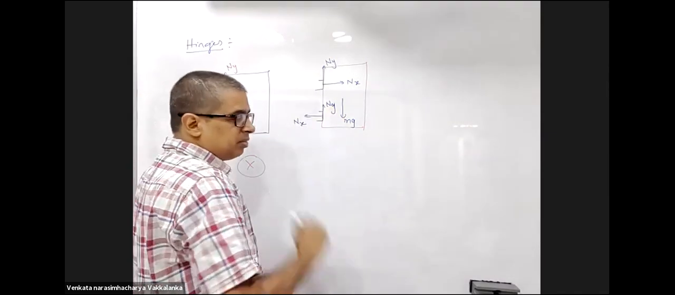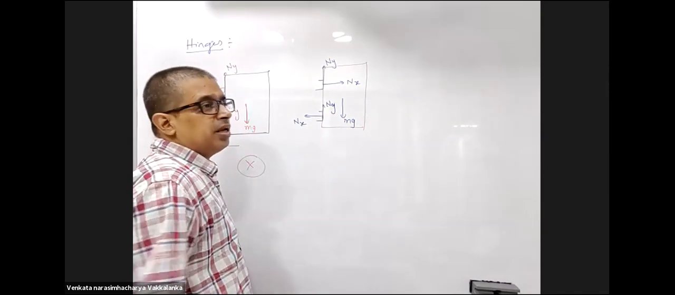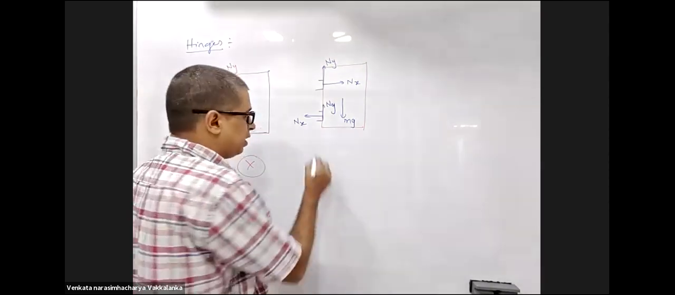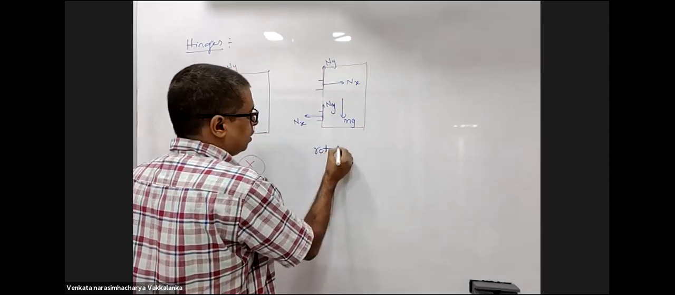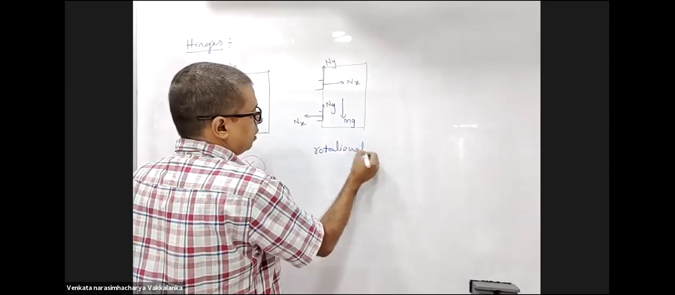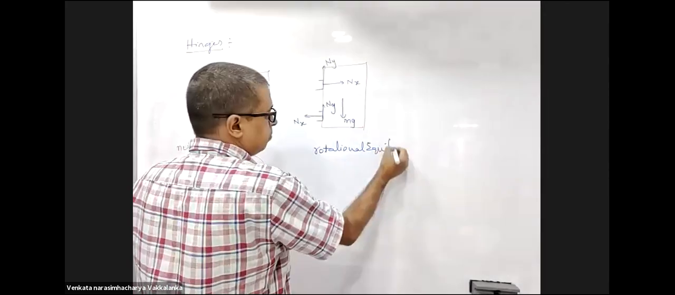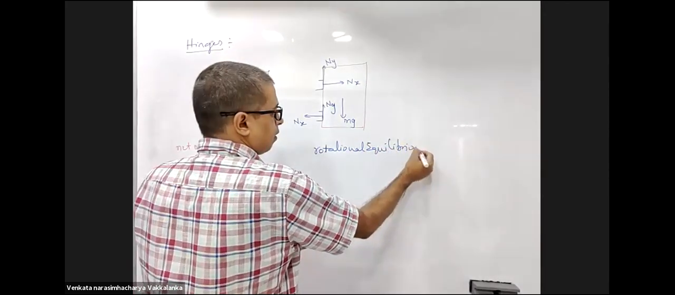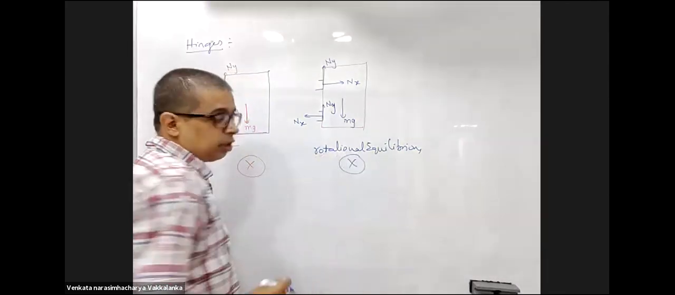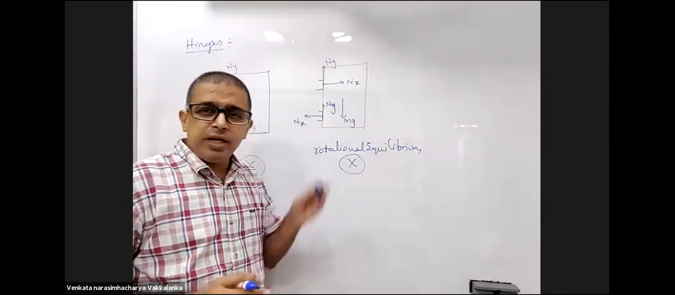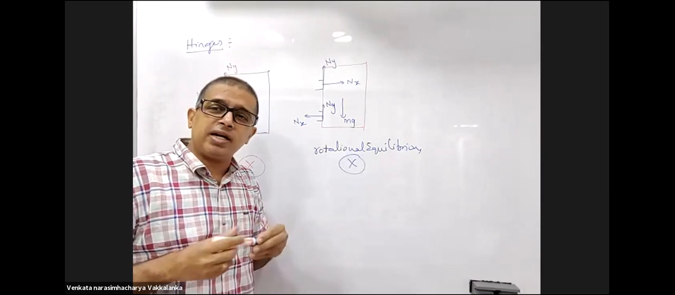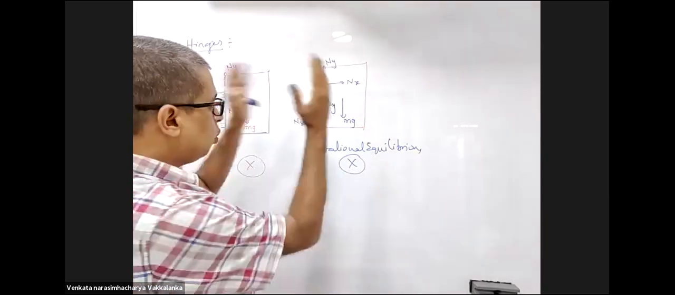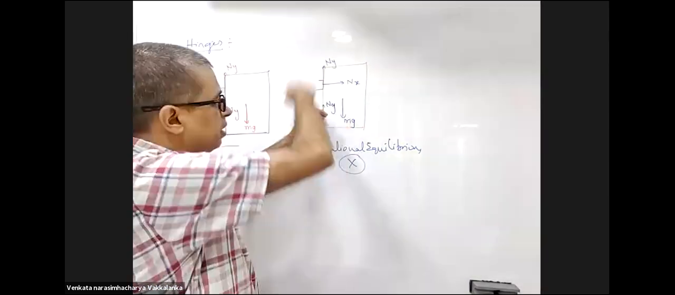Translational equilibrium, the conditions are met, but rotational equilibrium conditions are not met. You mean to say if this was the correct free body diagram, the door cannot be at rest, it will be rotating clockwise.